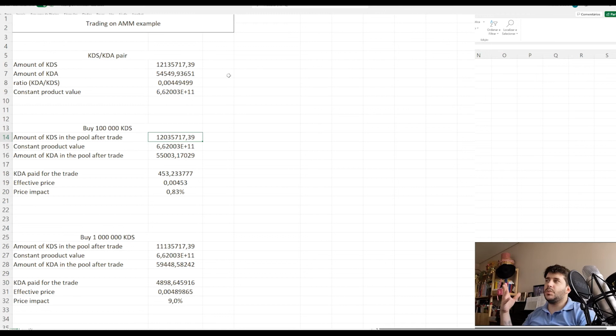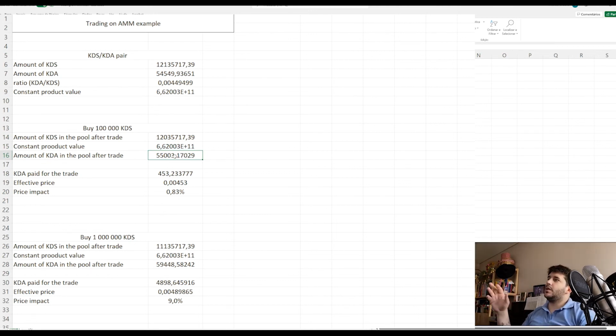How much KDA do I need to put in? Well, that will be given by the constant product value. So this is the new KDS value. What we do is divide this constant product value, CPV, by the KDS that is now in the pool, and this is the number you get. So this is the amount of KDA that needs to be in the pool after the trade.